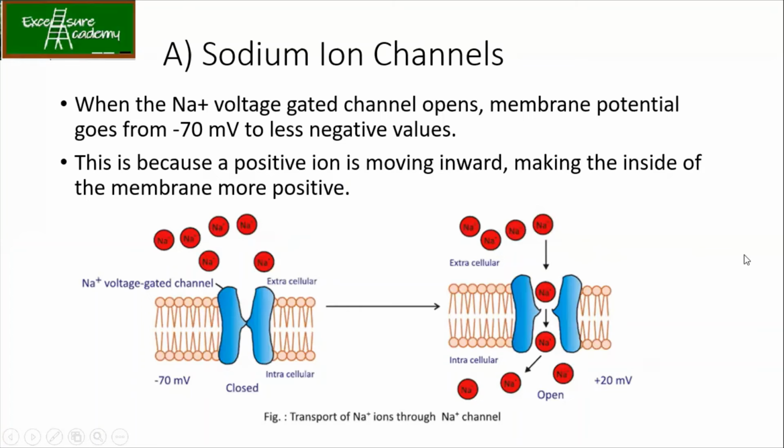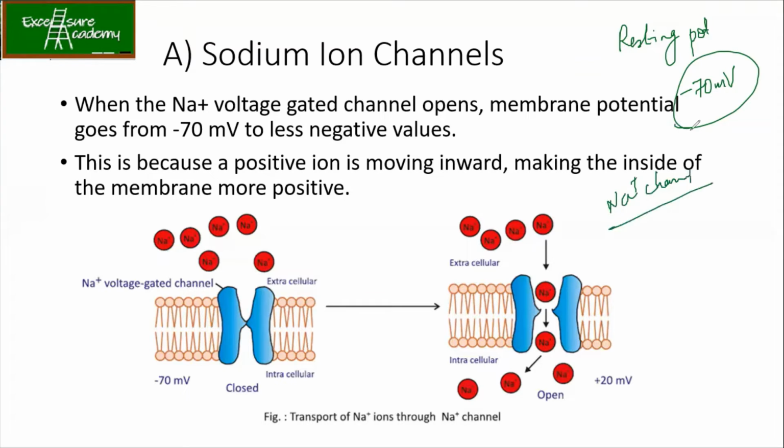Okay, now let's talk about the sodium ion channels. So when the Na plus voltage gated channel opens, membrane potential goes from -70 to less negative. Why is this happening? Already we have mentioned what our resting potential is: -70 millivolt. Now what we are saying is that if the Na plus channel opens up, the -70 is changing.